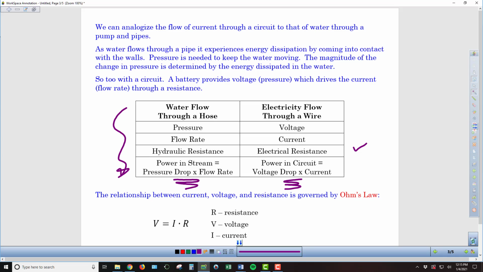And so the relationship between current and voltage and resistance is governed by Ohm's law. Power we'll get to in a second with the power law, but Ohm's law says that the voltage is equal to the current times the resistance. So whatever the current is flowing through a resistor or a load times the resistance in ohms, that's equal to the voltage drop across that load.